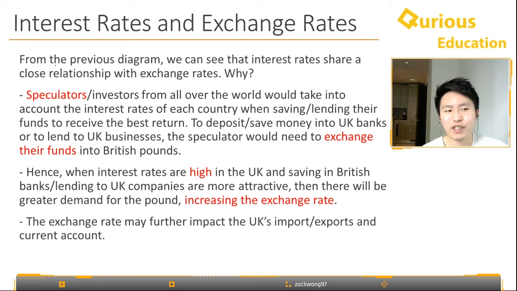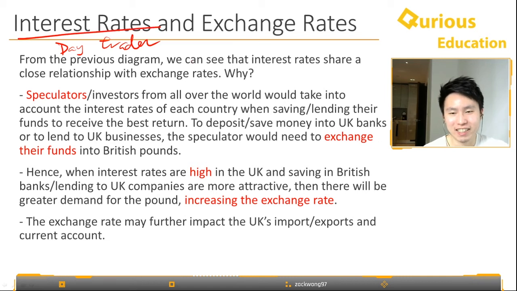So if you are a day trader or a currency trader, then you would want to pay attention to interest rates, especially if you're trading the British pound or USD and all that. So that's one of the ways to explain the relationship between the two rates.